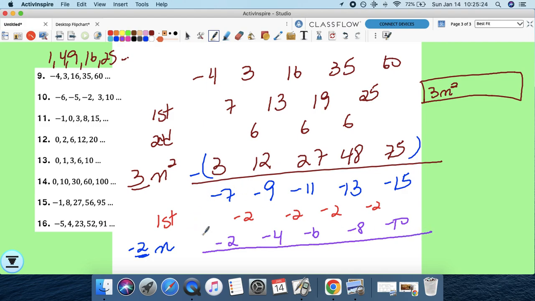Now we subtract. Because I don't want negative 2, negative 4, negative 6, negative 8. I actually want negative 7, negative 9, negative 11, negative 13, negative 15. So I have to make a little adjustment to this sequence. It's a negative 2n sequence plus or minus something. How do I get from negative 2 to negative 7? Well, it's going to be minus 5.